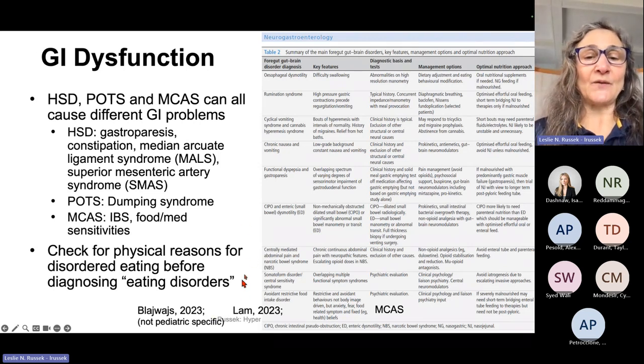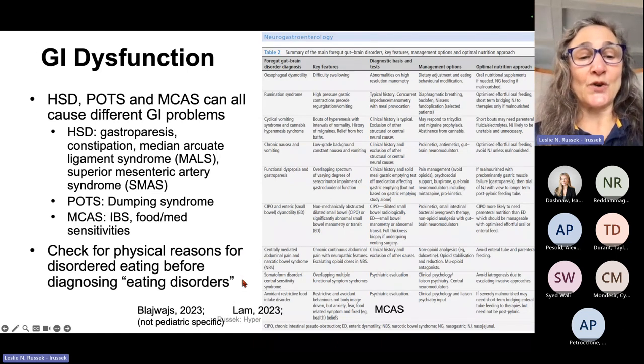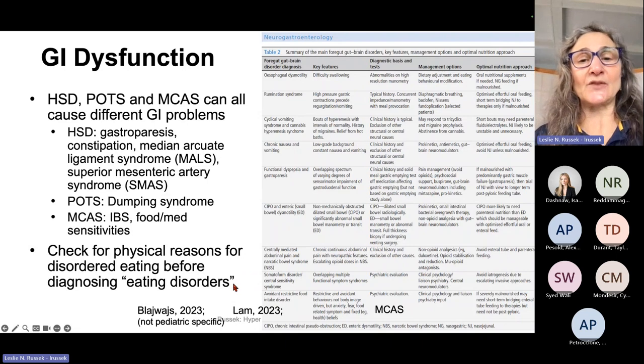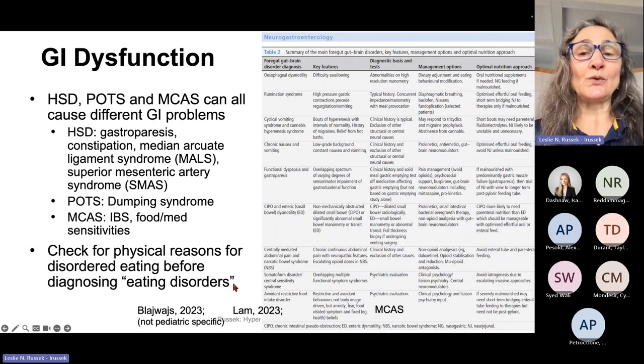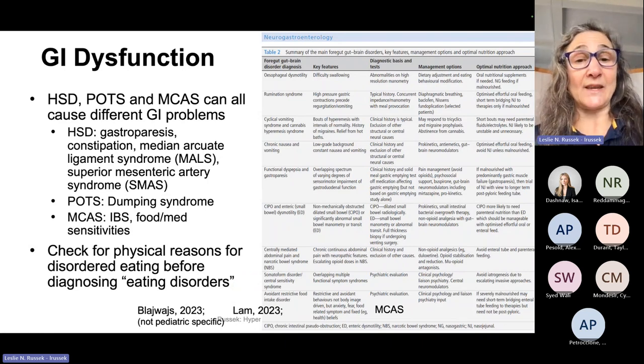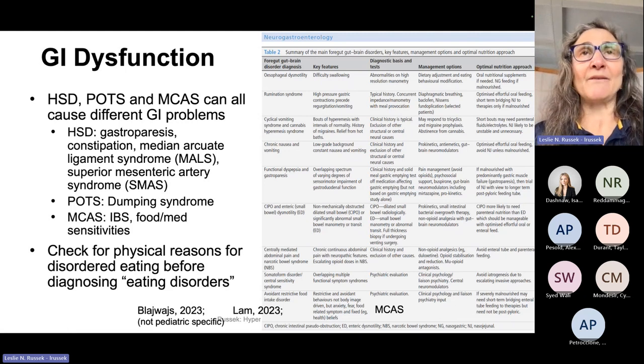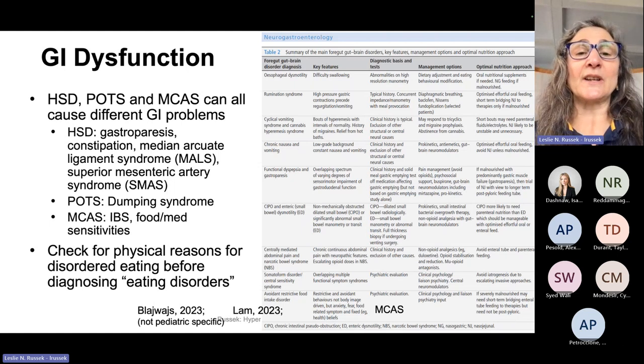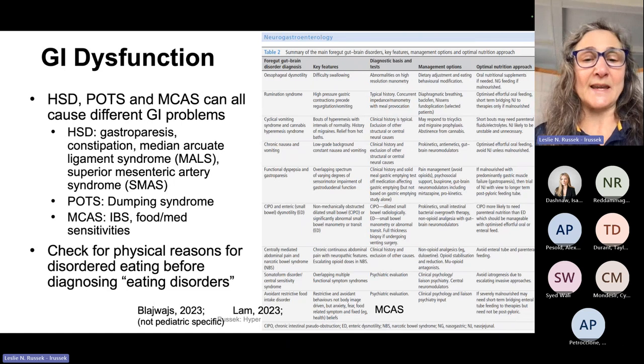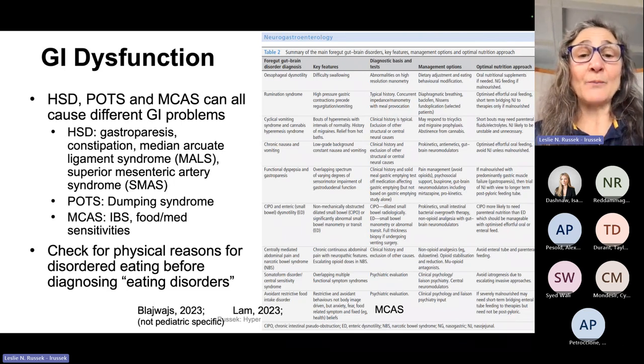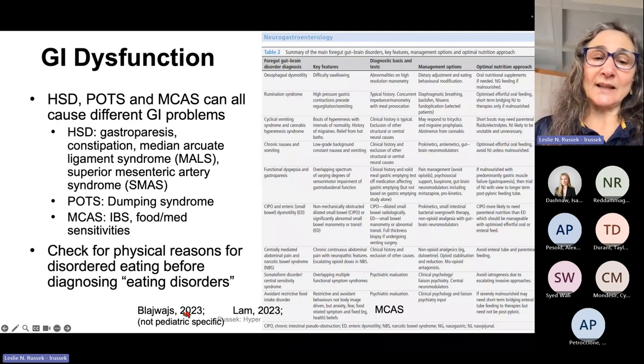And we always want to be checking for physical reasons for disordered eating before we diagnose eating disorders. Sometimes these kids recognize that certain foods are bad for them and they won't eat those foods, or they may vomit every time they try to eat. And if that happens to you for long enough, you're going to not want to eat because it's so unpleasant, or they may have so much pain that they don't want to eat. So these patients often do have problems with eating, but it's not a psychological issue, it's a physiological issue.